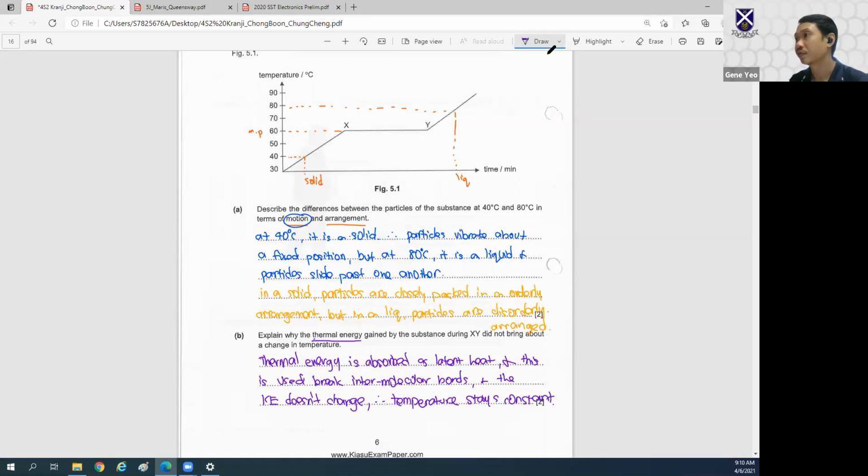Okay, so I'm going to underline for you once more the keywords. Bring in latent heat. Every time there's a change in state, bring in latent heat. Okay, it's used to break intermolecular bonds, or you can also say used to overcome the forces of attraction between the molecules. And the next thing is you have to talk about the KE staying constant or the KE not changing. Okay.